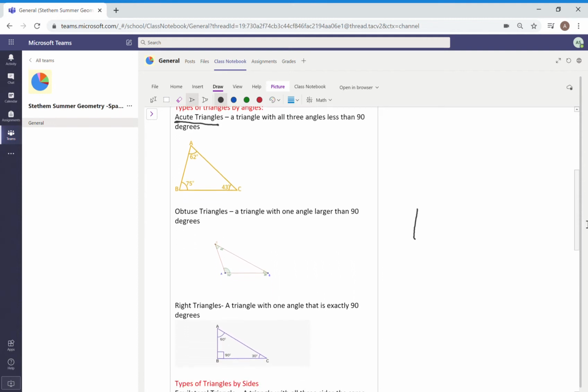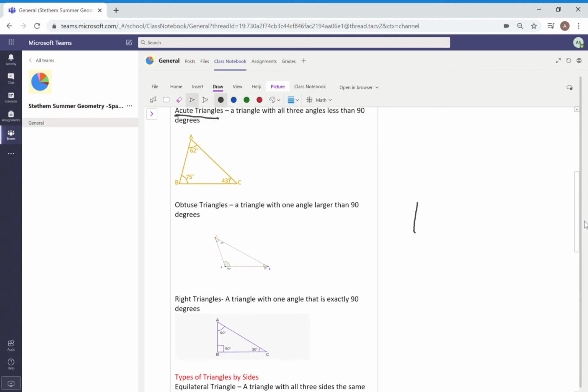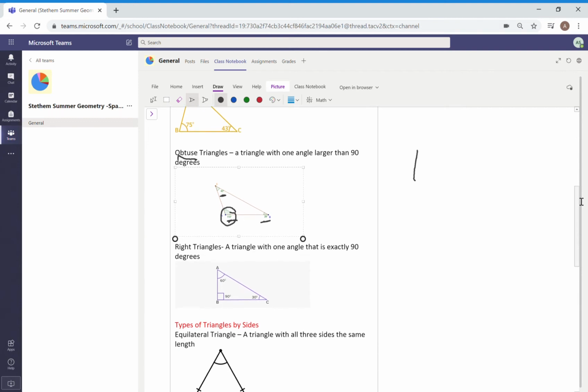Next is an obtuse triangle. Obtuse triangles means that one angle, so just one of them, is larger than 90 degrees. So if I look up here, this says 43. Sorry, that's so tiny. This says 28. And then I have 110. Only this one is bigger than 90, but that's all I need to be obtuse. So this would be classified as an obtuse triangle. So you're looking for one big angle.